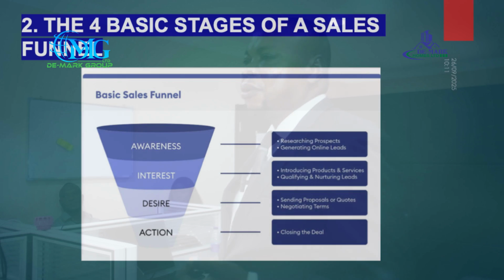So we'll look at each stage. What does it mean? And what, as a marketer, as a sales executive, will you be doing at each stage? Is that understood? So you have 4 stages. 1 is what? 2, 3, and 4. Okay. So in awareness, this is the widest part of the funnel.